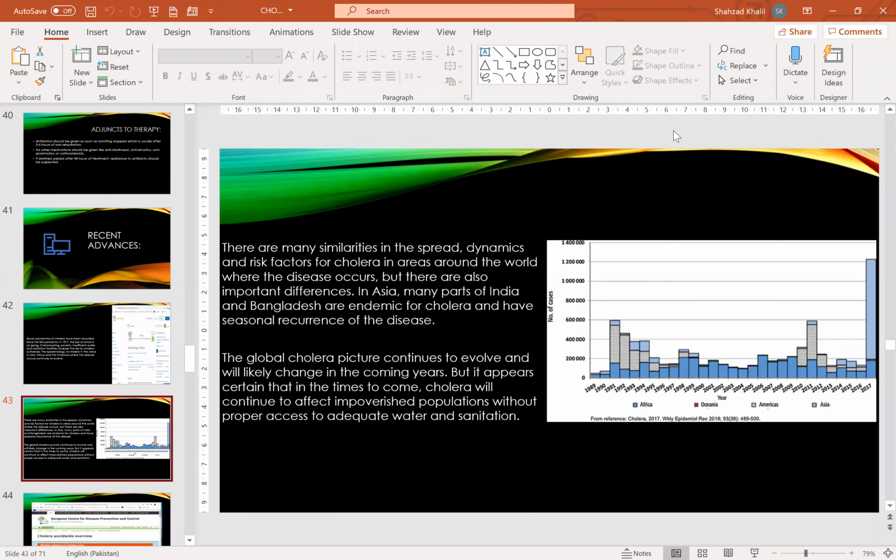In Asia, many parts of India and Bangladesh are endemic for cholera and have seasonal recurrence of the disease. The global cholera picture continues to evolve and will likely change in the coming years, but it appears certain that in the times to come, cholera will continue to affect impoverished populations without proper access to adequate water and sanitation.